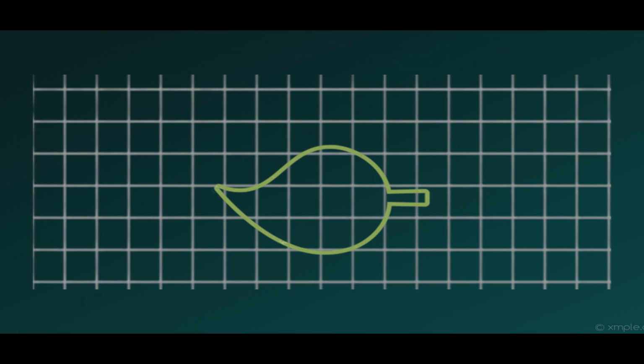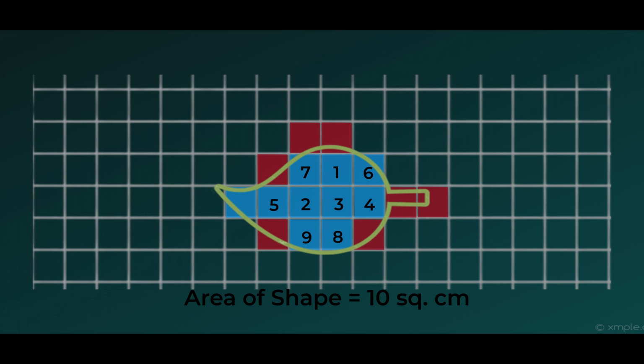Let us count. We have 1, 2, 3, 4, and 5. Now you start counting the squares which are more than half inside the shape, all right? So let us start counting those as well now. 6, 7, 8, 9, and 10. Then we leave out the rest of the squares which are less than half inside the shape, okay, like these ones. We just leave them out. So the area of this irregular shape, the outline of the leaf, is 10 square centimeters. All right?